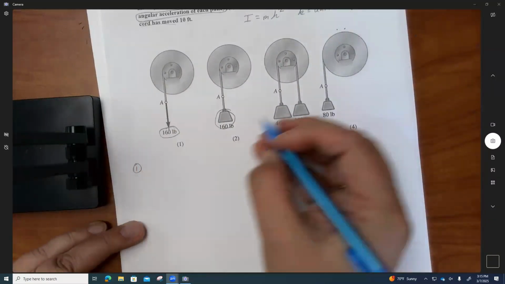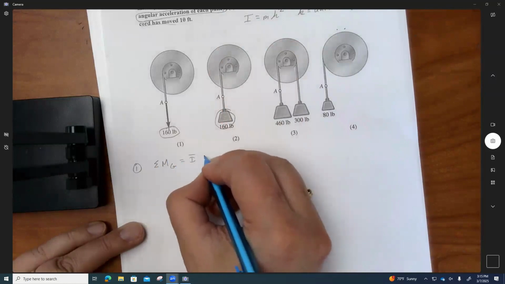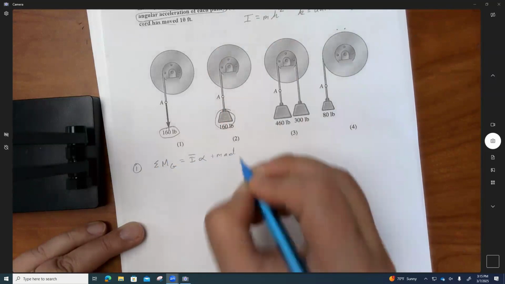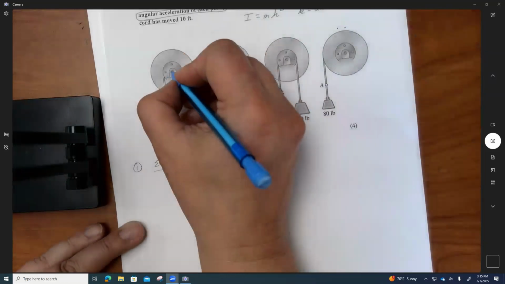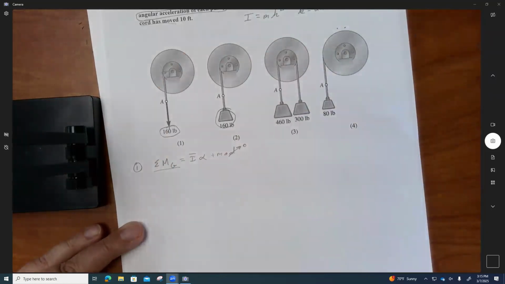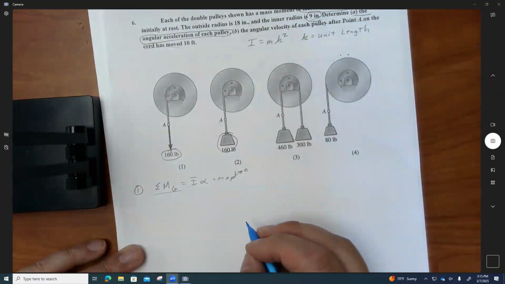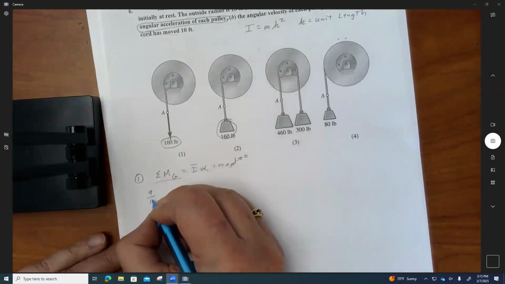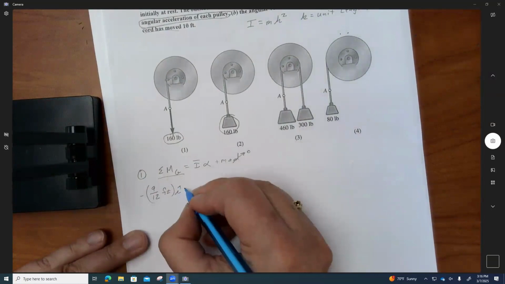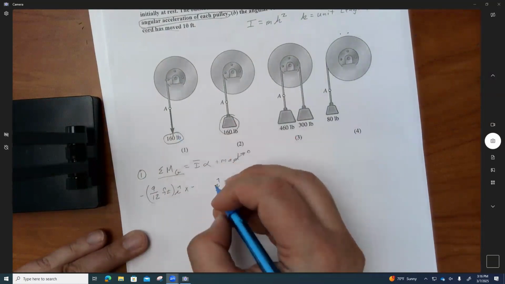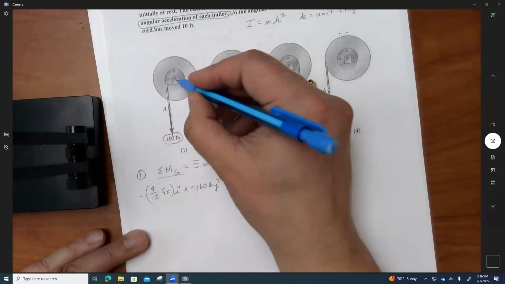So problem number one, if we're going to find alpha, we're going to sum the moments around the center of mass and set that equal to I bar alpha. We don't have the MAD in this because D goes to 0 when we're at the center of mass. So if we look at the moment, we're going with an R component in the negative direction of I, and that's going to be equal to 9 inches. And again, we've got to change that inches into feet. So we're going to have 9 over 12, and that's going to be our R component. That is, if you want to work in vectors, a minus I crossed with a minus J component of 160 pounds. That's the only thing creating a moment on this pulley.